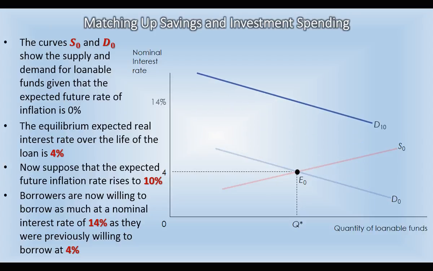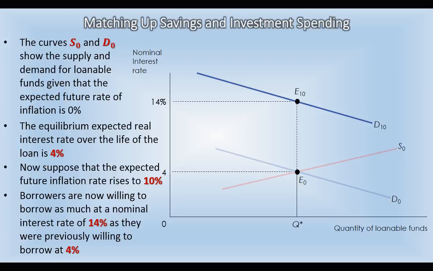All right, so borrowers are now willing to borrow as much at a nominal interest rate of 14% as they were previously willing to borrow at 4% because they expect there to be inflation. Their real concern is the real rate of return on their investments, right? The real rate of return being the difference between the nominal and the inflation rate.